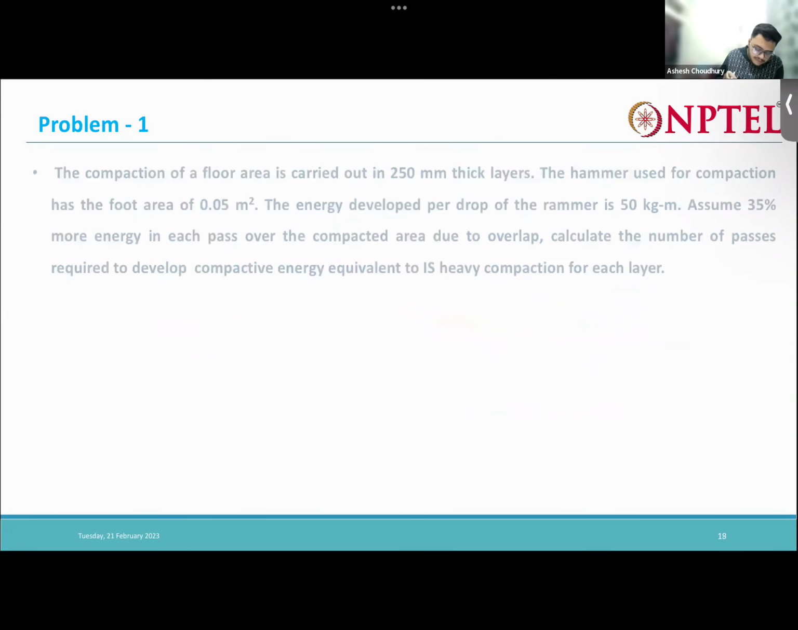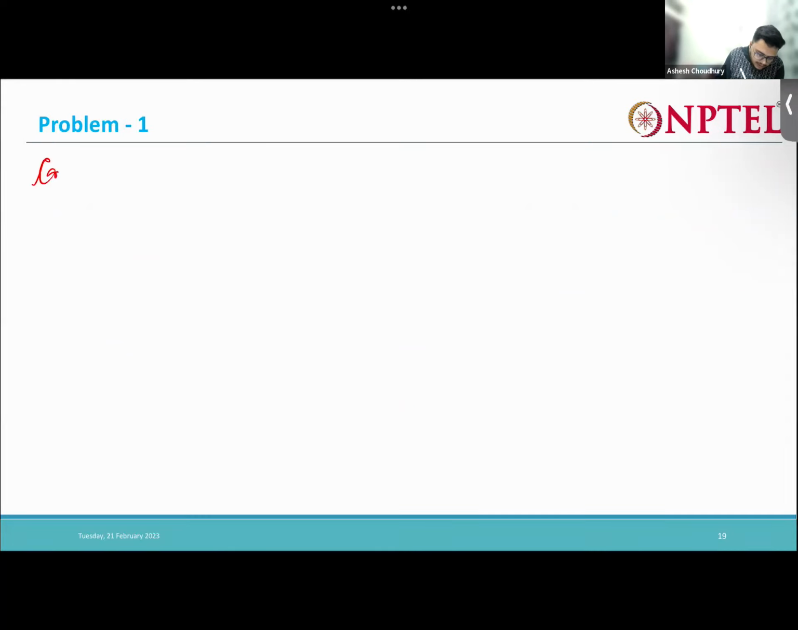Now let us calculate the compactive energy per drop provided by the rammer per meter cube of soil.